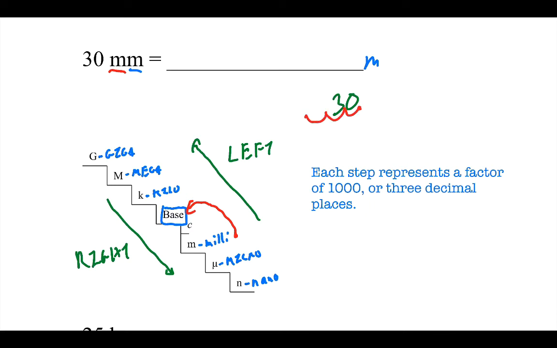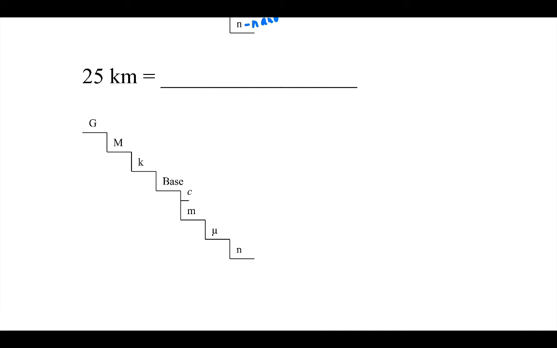Now, whenever there's an empty space, I just put in a 0. So that means that 30 millimeters is 0.03 meters. And that's as simple as it is. I need to know how many steps did I take, and every step is 3 decimal places. So let's look at another one.